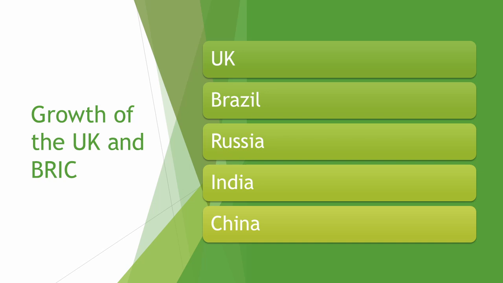BRIC consists of Brazil, Russia, India, and China. Brazil's economy has grown moderately since 2000 due to its reliance on commodities, with fluctuations in global demand affecting its integration into global markets. Russia's economy has experienced uneven growth since 2000 due to its dependence on oil and gas exports, with sanctions and political instability affecting its globalization.